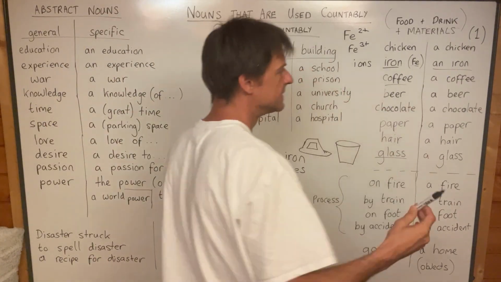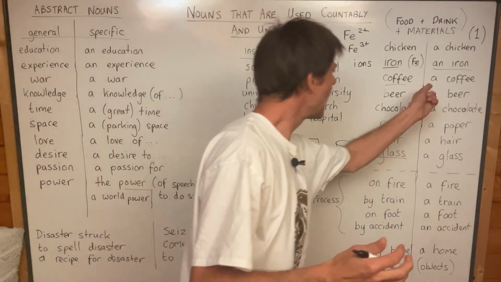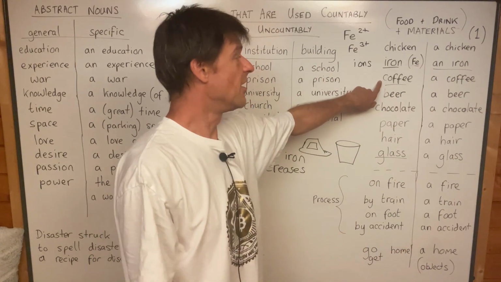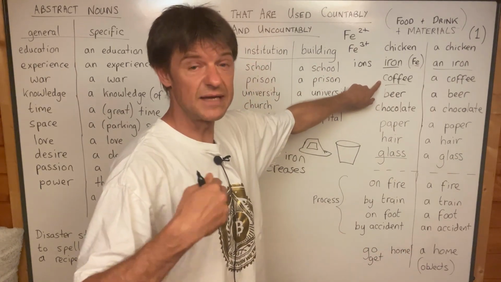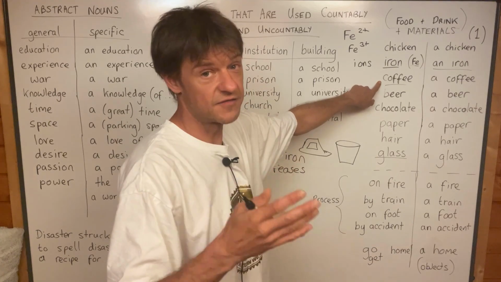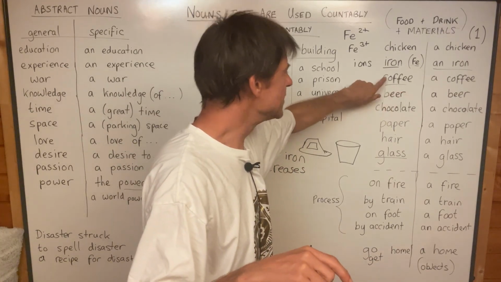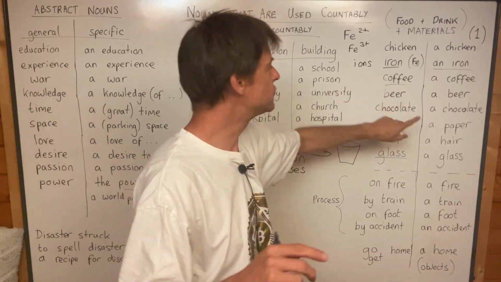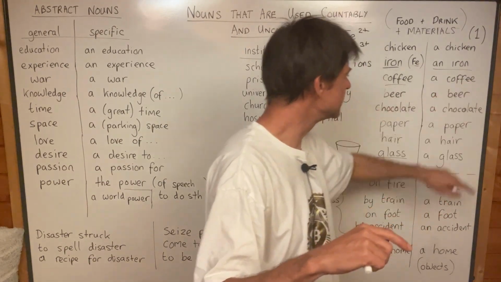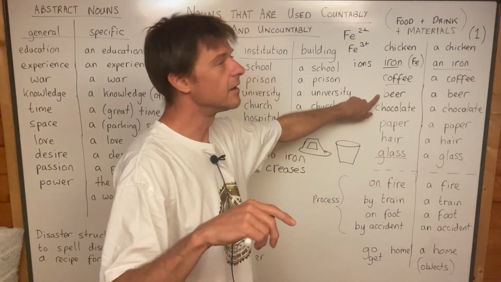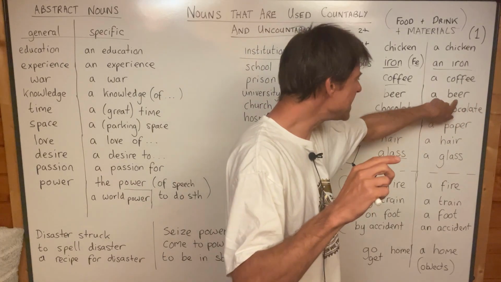So coffee, it's the ingredient. A coffee, yeah. So you can say, I drink too much coffee. It's true for me. I actually want some coffee right now, but I drink too much coffee, or I drink too many coffees. Yeah, I drink too much beer, or I drink too many beers.